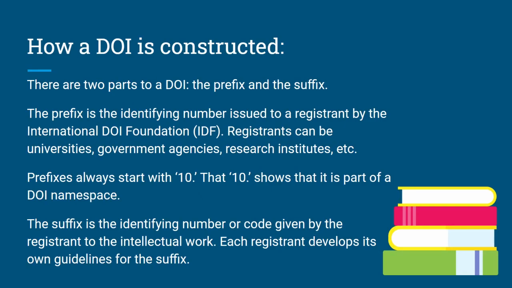A DOI is made up of two parts, the prefix and the suffix. The prefix is the identifying number issued to a registrant by the International DOI Foundation, or IDF. Registrants can be universities, government agencies, research institutes, and so on. Prefixes always start with 10 point. That 10 point shows that it's part of a DOI namespace. The suffix is the identifying number or code given by the registrant to the intellectual work. Each registrant develops its own guidelines for the suffix. For example, they may decide that an ISBN number must be included in the suffix, or the creator's initials must be included.